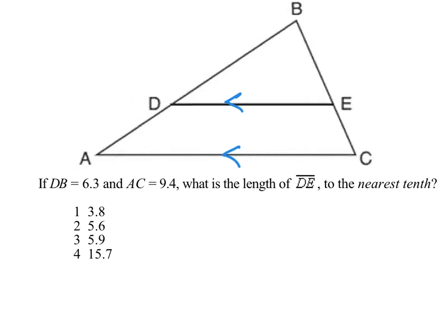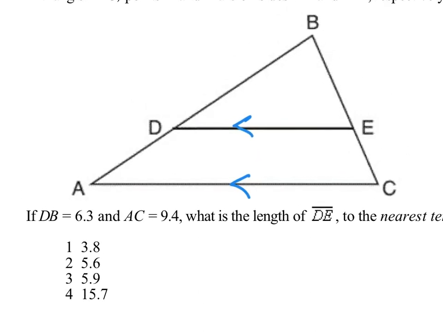What else do we see? It says that if DB is 6.3, and I'm going to indicate that right now, and AC is 9.4, all right, what is the length of DE? So this is our objective. We're trying to figure out what is the length of DE to the nearest tenth. How do we approach this?